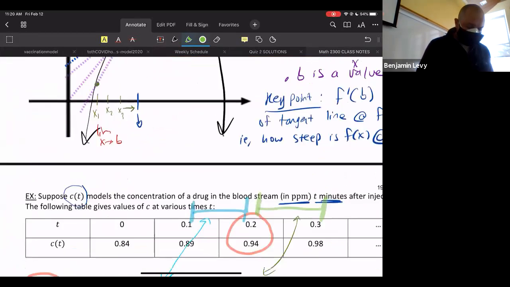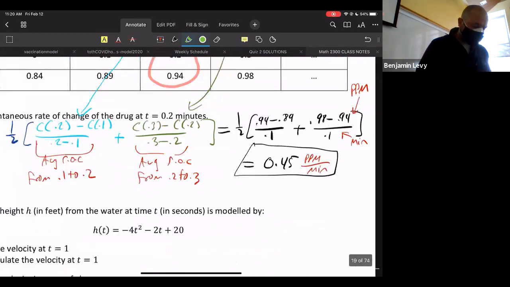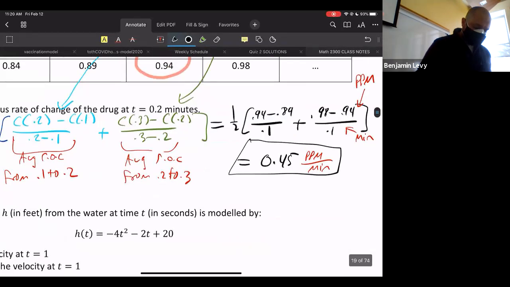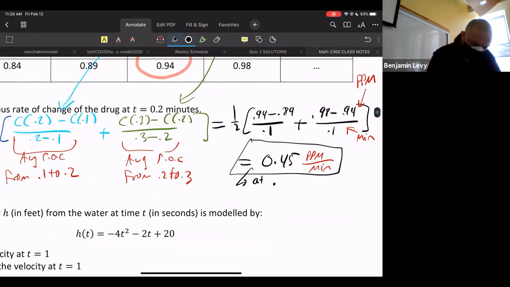So I was just going to write that down because we do want to interpret this stuff. This is telling us, and it's a positive number too, which means it's going up, right? Of course, we're still ingesting it. So at 0.2 minutes, the concentration is increasing by 0.45 ppm per minute.